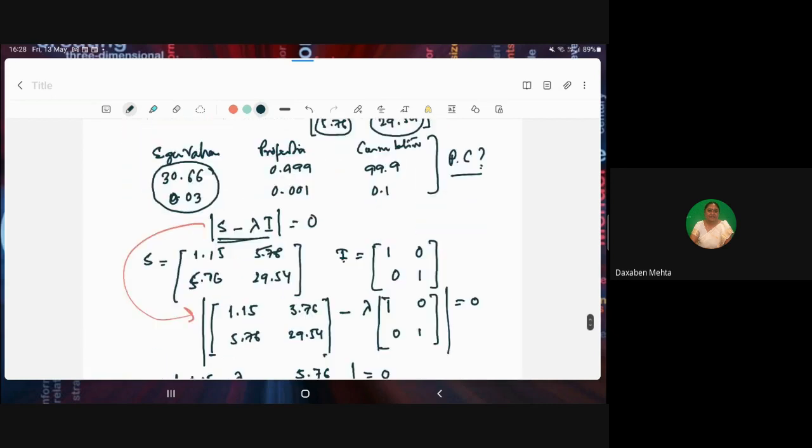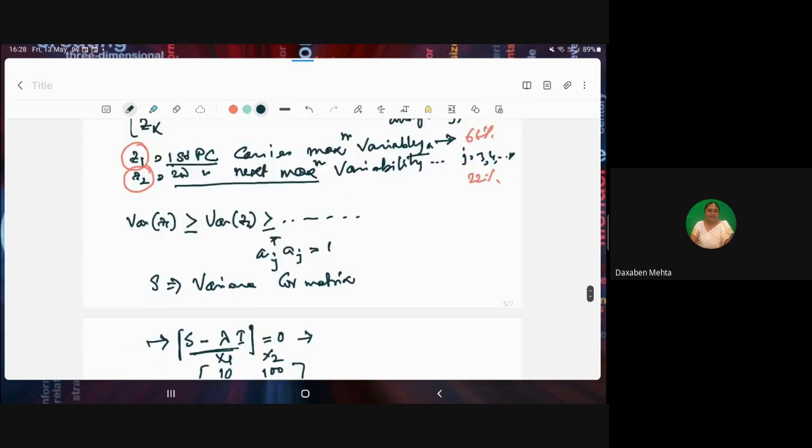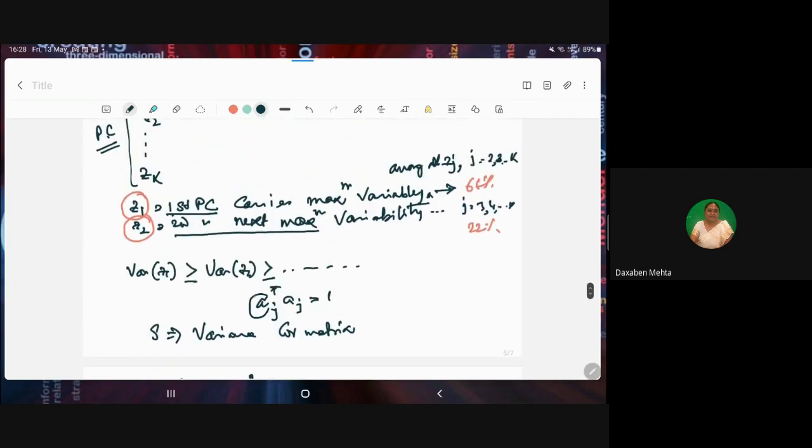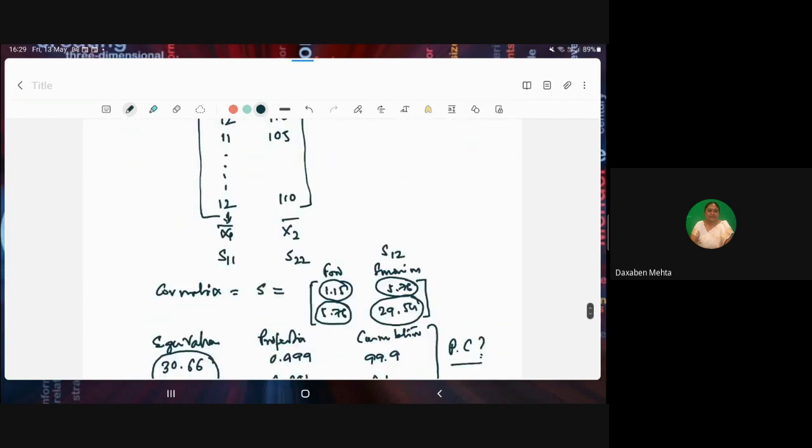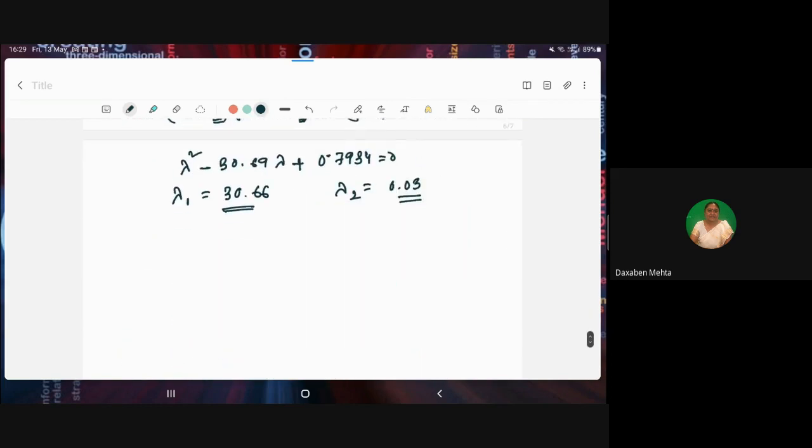how, earlier derived, A_j transpose A_j is equal to 1. How the A_j, that is the principal components, are derived. How the principal components we get from this equation.